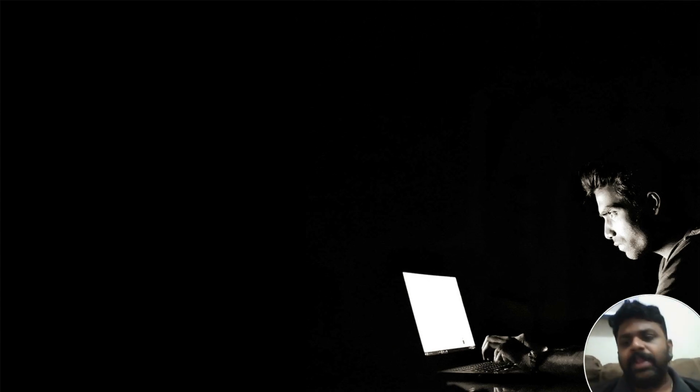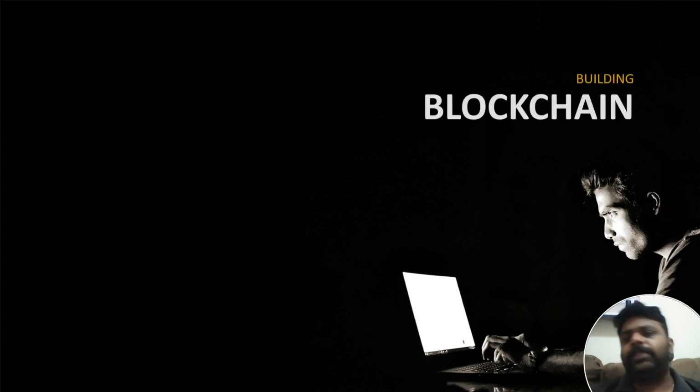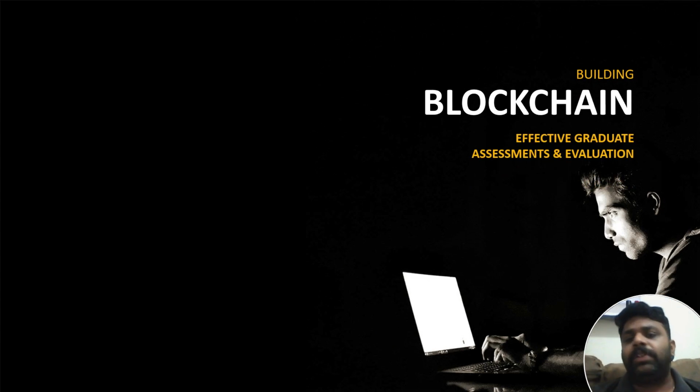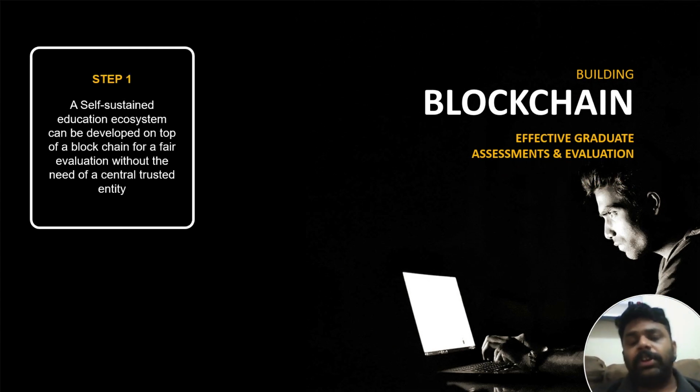Okay. So next, I just want to give you an overview that building a blockchain is not only for effective assessments and valuations, but for doing so many things. We have 3 stages to be followed in this blockchain to be more effective. So step 1, a self-sustained education ecosystem can develop on top of a blockchain for fair valuations without the need of a central trusted entity, that is, third parties.